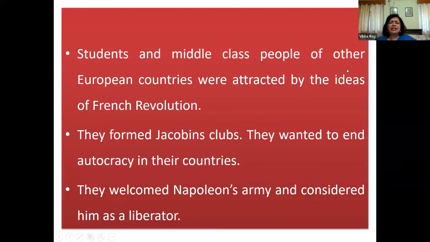Now, students and middle class people of other European countries, initially, were attracted by the idea of the French Revolution. They supported Napoleon initially because they thought he would bring freedom to them. But later, they realized that it was not so, and they went against Napoleon. They formed clubs. They wanted to end autocracy in their countries. They wanted the monarchies to come to an end. They welcomed Napoleon's army and considered him a liberator. They thought he would liberate them from this autocratic rule.